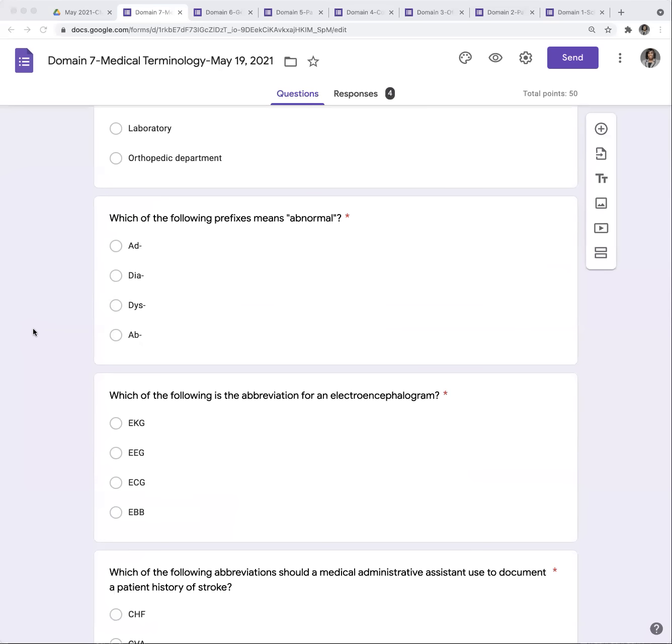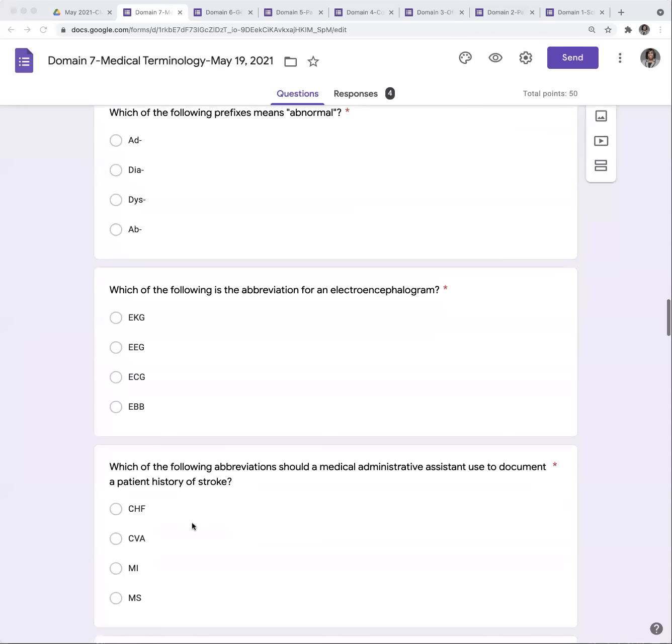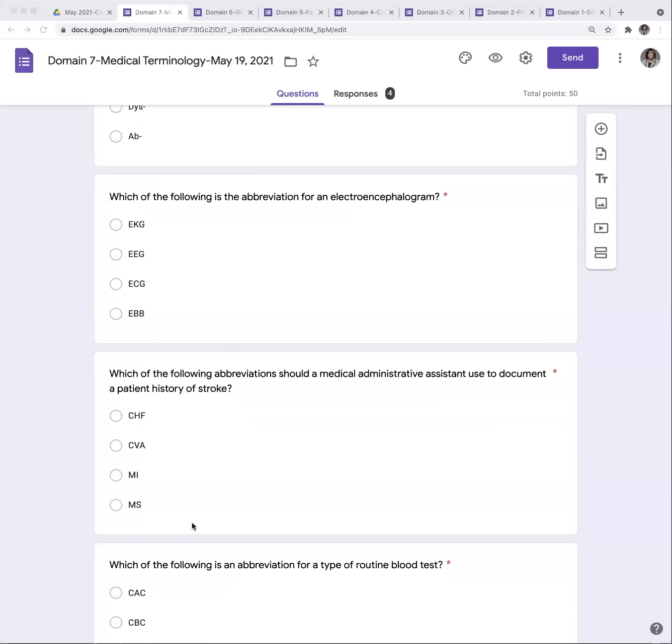Which of the following is the abbreviation for, watch this word, electroencephalogram? ECG. EEG. Yes. EEG, encephalogram. Which of the following abbreviations would be used to document a patient history of stroke? CHF. CHF is congestive heart failure. CVA, a cerebral vascular accident.